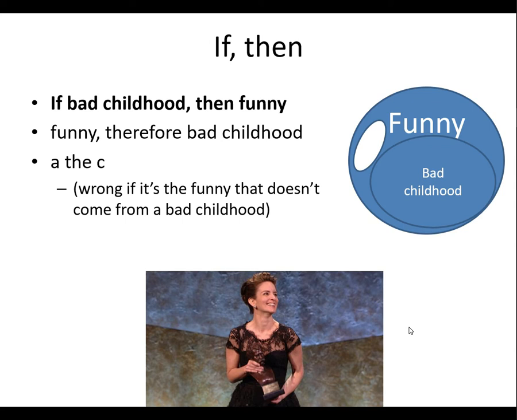A denying the antecedent version of this joke, in other words, if Tina Fey had created a joke from this if-then statement by making the other invalid inference, denying the antecedent, it might go something like, they say funny people often come from a difficult childhood, but my childhood was great, so you guys are all wrong. I'm not actually funny. And with the right delivery, that might actually work.